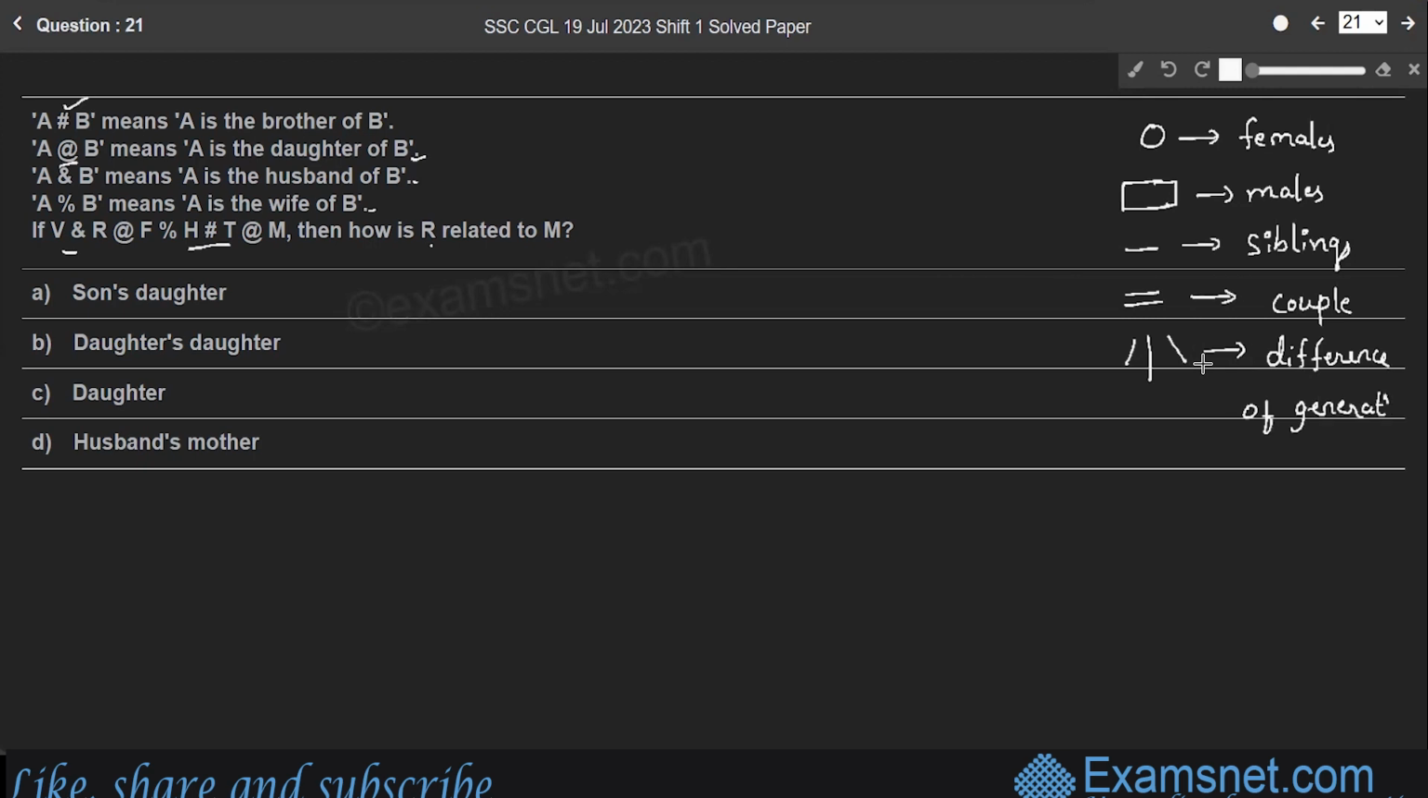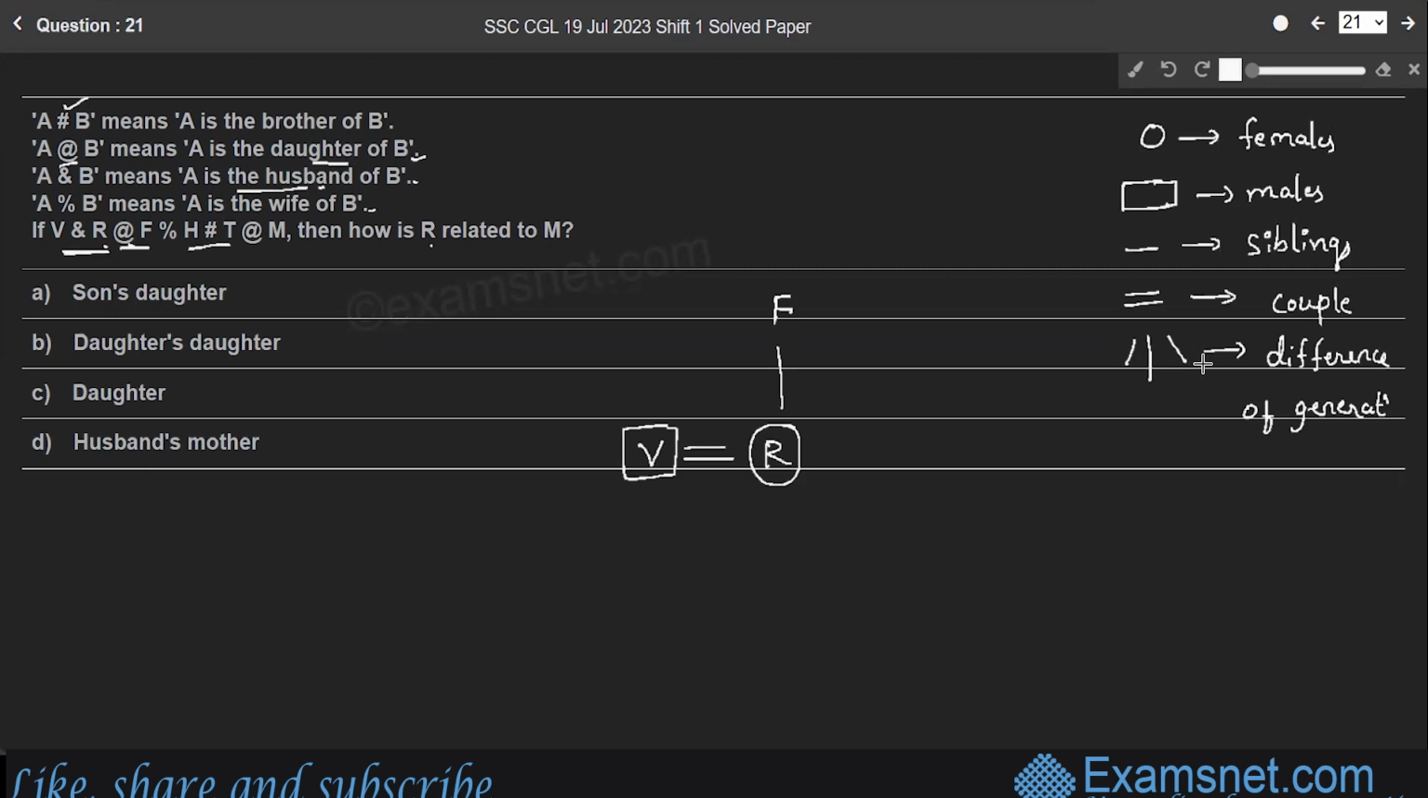So here the question is V and R, right? And represents first person is husband of second person. A is the husband of B, right? Therefore, V and R means V is the husband of R. So V and R are a married couple. Since V is husband, V is a male and R is female, right? So R at the rate of F. Here A at the rate of B means A is the daughter of B, right? So first person R is daughter of F, right? Therefore, R is daughter of F.